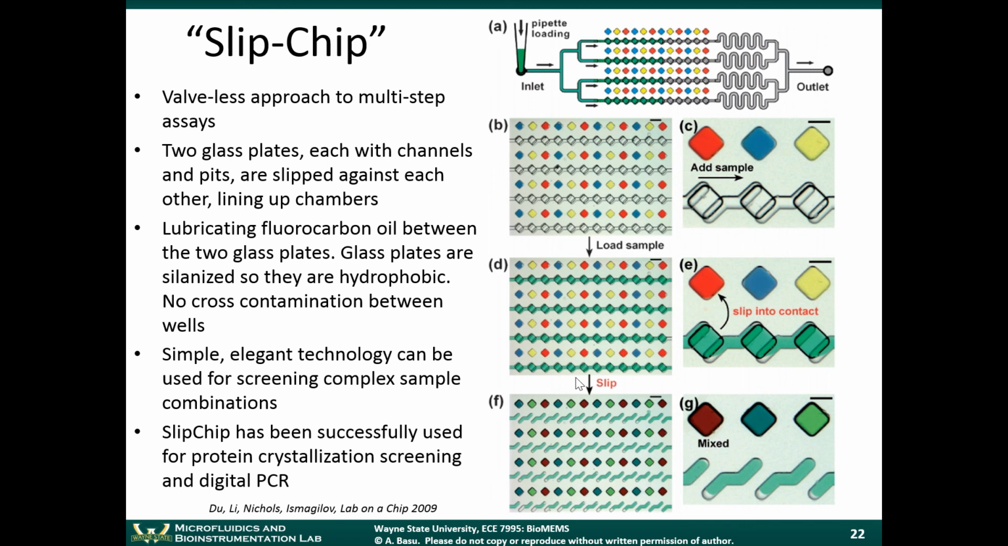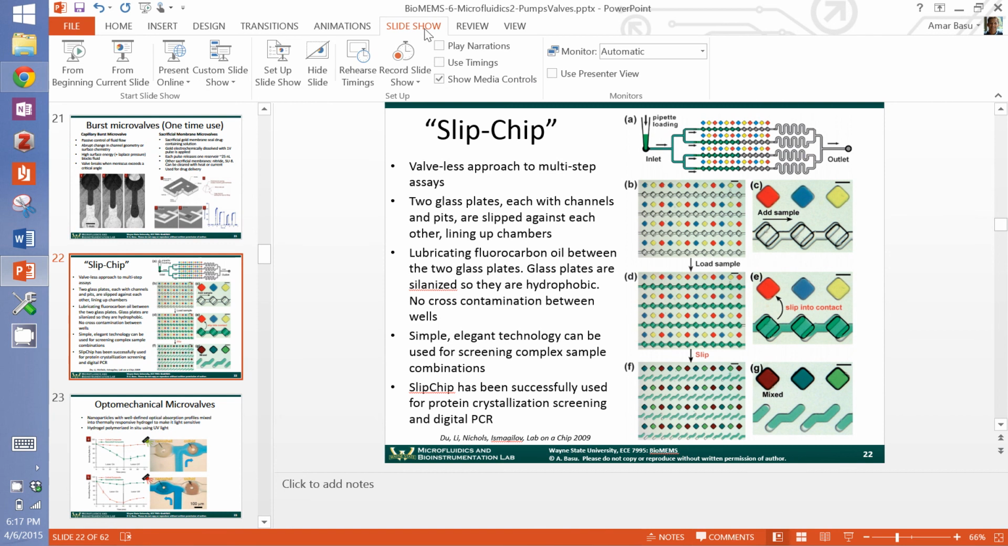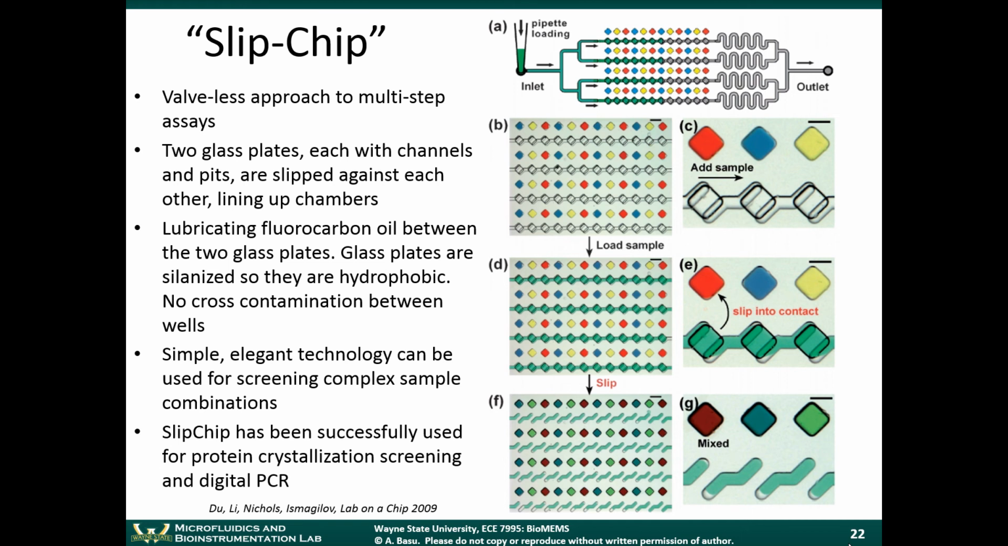So since we're talking about valves, it's also worth it to talk about this technology, which was done by Rustem Ismagilov's group, who is at Caltech right now. This is a valveless way of doing biochemical assays on chip. So you can look at it as the antithesis of valves, or you can look at it as actually a type of valve. It depends on your interpretation of what's being done here.